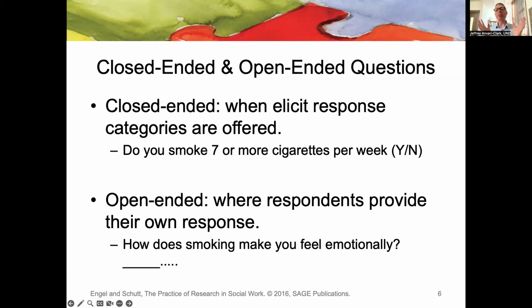How does smoking make you feel emotionally? It makes me feel less anxious, but then after the nicotine wears off, then I get more anxious. Who knows? So you're providing them an open box. Now, one of the things I have noticed in some of the survey software is that you don't want too many open-ended questions, because then they have writing fatigue. It's much easier if it's just click, click, click, click, click, as opposed to writing out whole sentences.